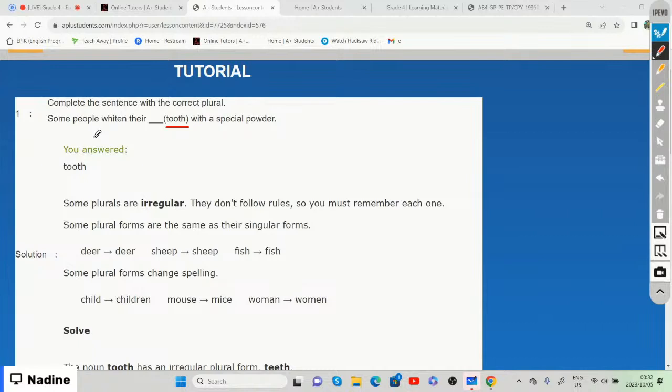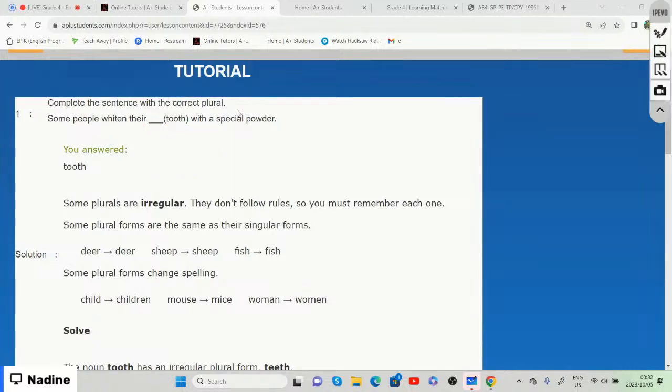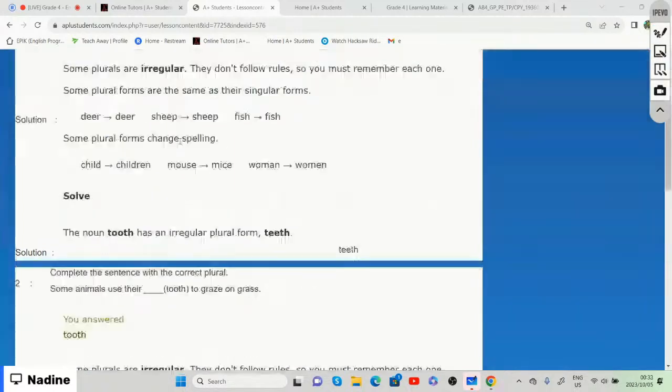So we need to find the plural of tooth. And the plural of tooth is, so we can say some people whiten their teeth, right? So teeth is the plural form of tooth. One tooth, more than one, many, two or more teeth, right? One tooth, two or more teeth. So we basically have to change the word in the bracket to make it plural.